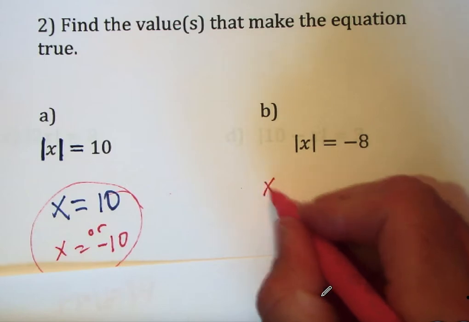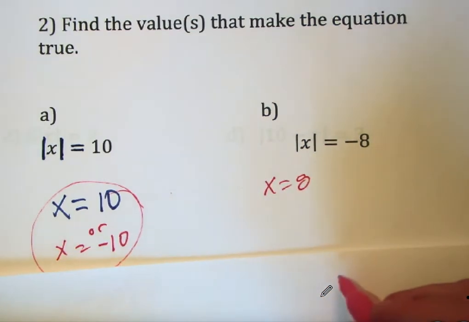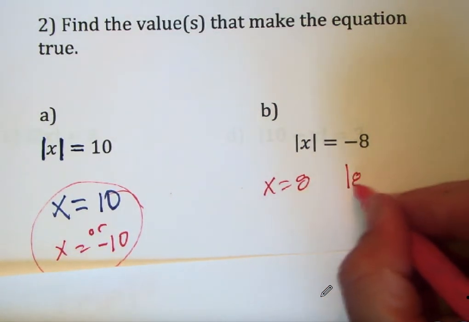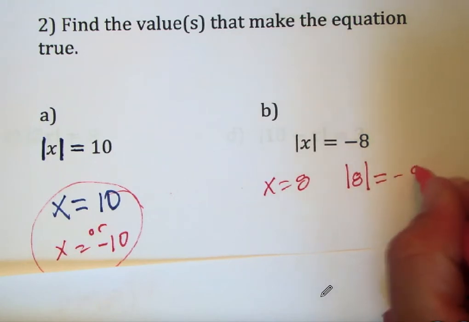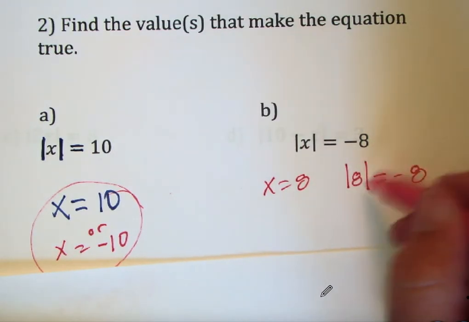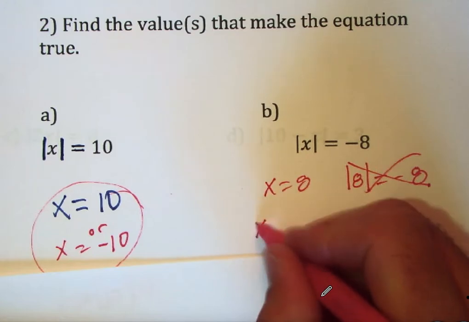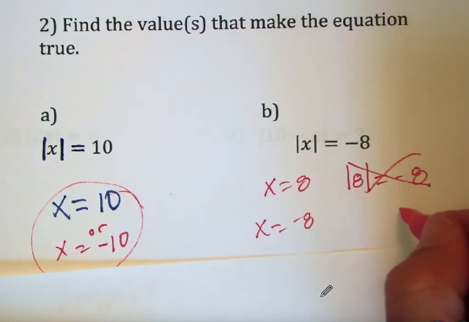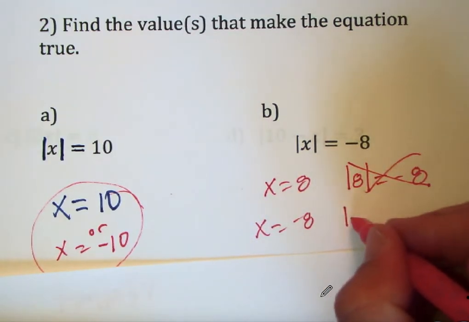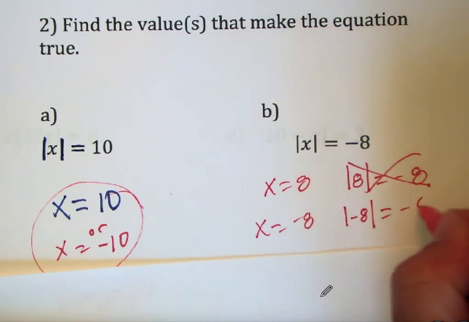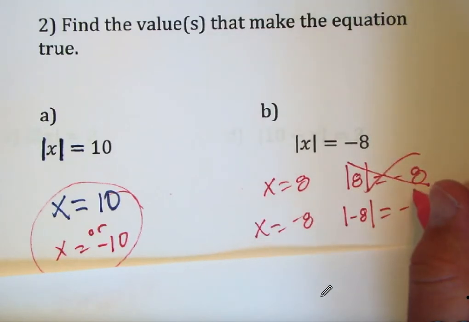Someone quickly yells out 8 normally. 8? Well, would 8 work? Does the absolute value of 8 equal negative 8? No, the absolute value of 8 is 8, so this doesn't work. And then someone says, oh yeah, negative 8. And so I'd be like, oh yeah, great. The absolute value of negative 8 is negative 8. And then everyone's like, no, that doesn't work.